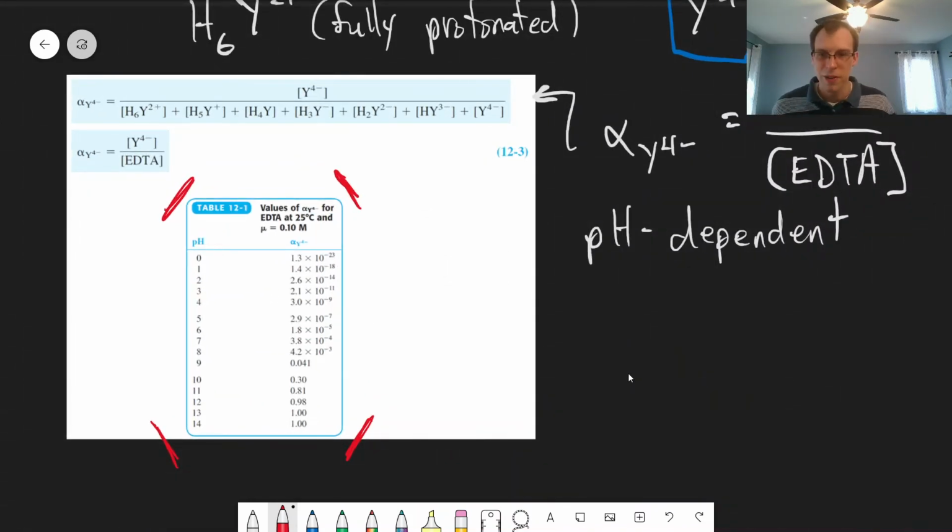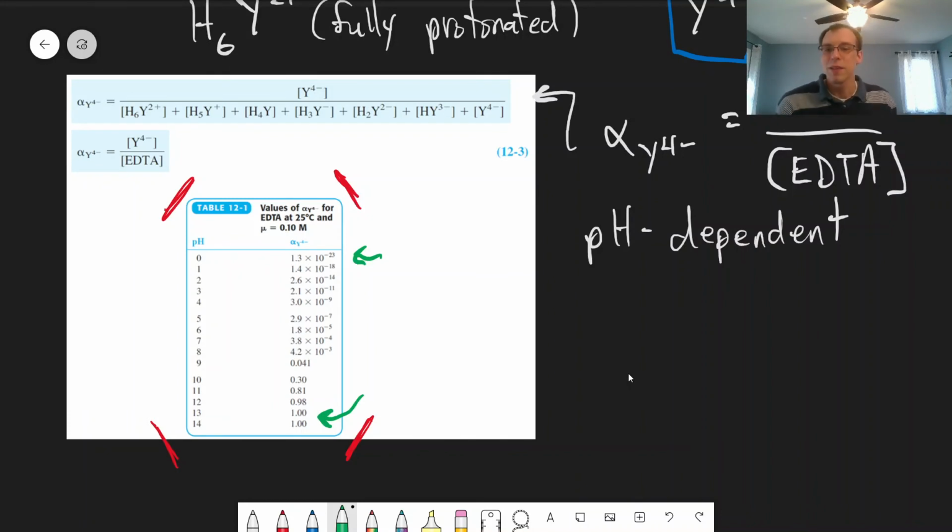So these are the values of alpha Y4- for EDTA at a specific ionic strength, which we'll just assume for all the problems we work with, from pH 0 up to 14. And what we can see is that there's a huge range here, right? At very high pH, almost everything is in the Y4- form, the fully deprotonated form, which makes sense. The more basic the solution, the more protons we lose. And when we go to very acidic solution, we get basically nothing that's in the Y4- form. So 1.3 times 10 to the minus 23 at pH 0.